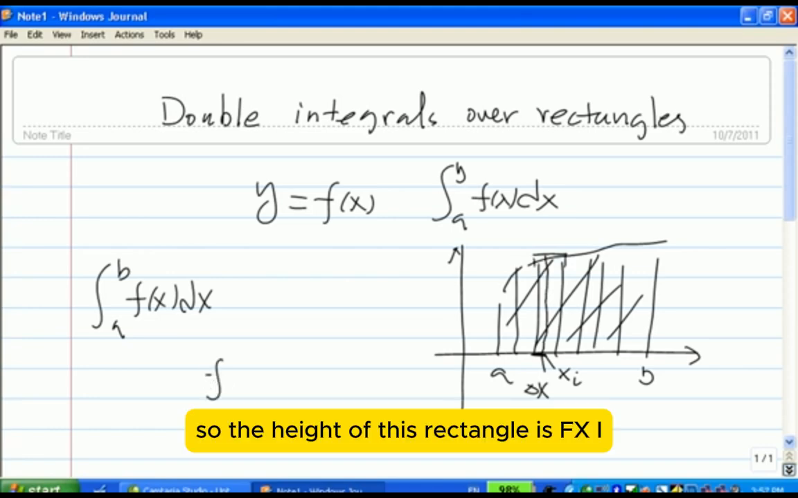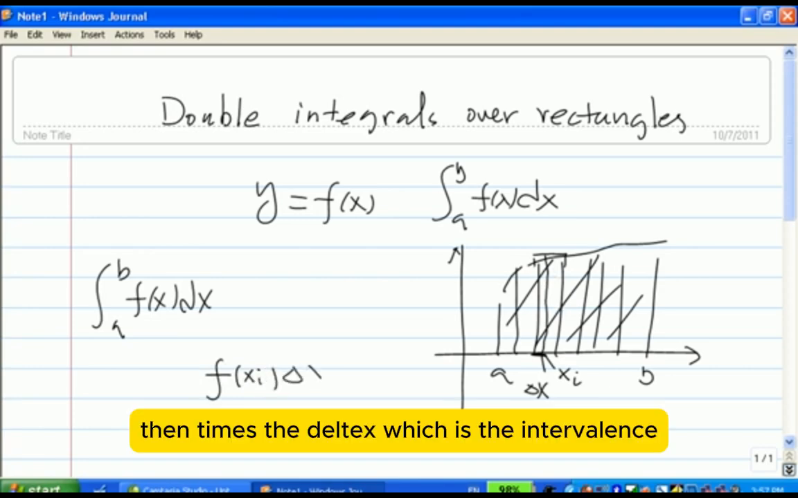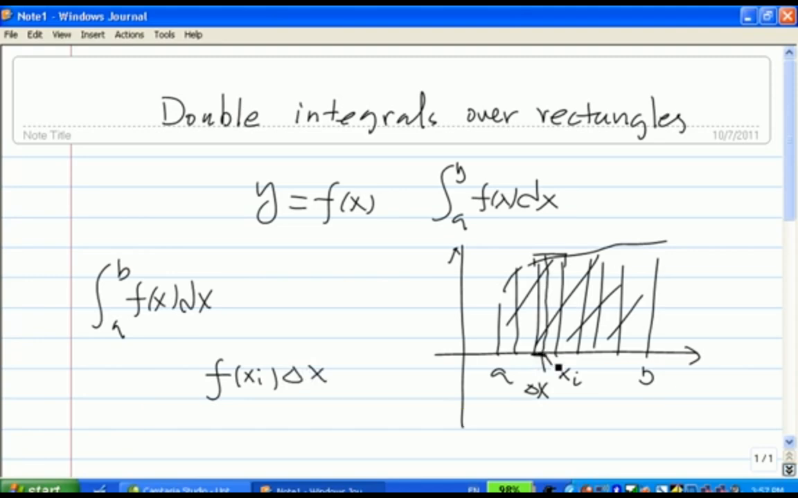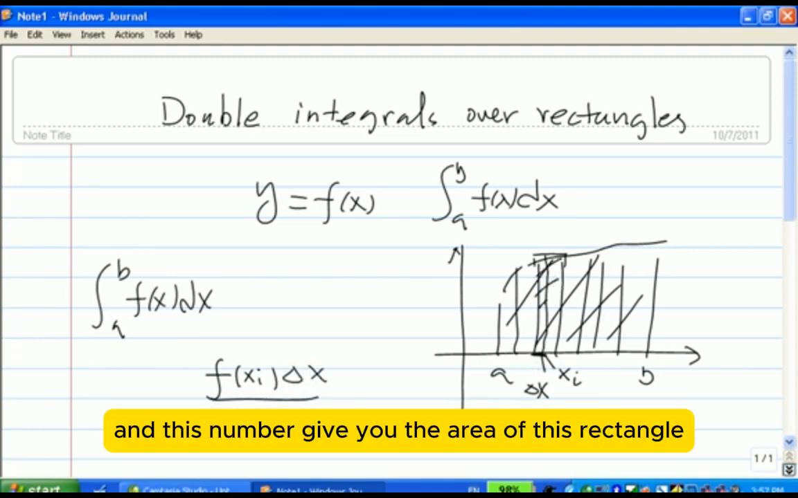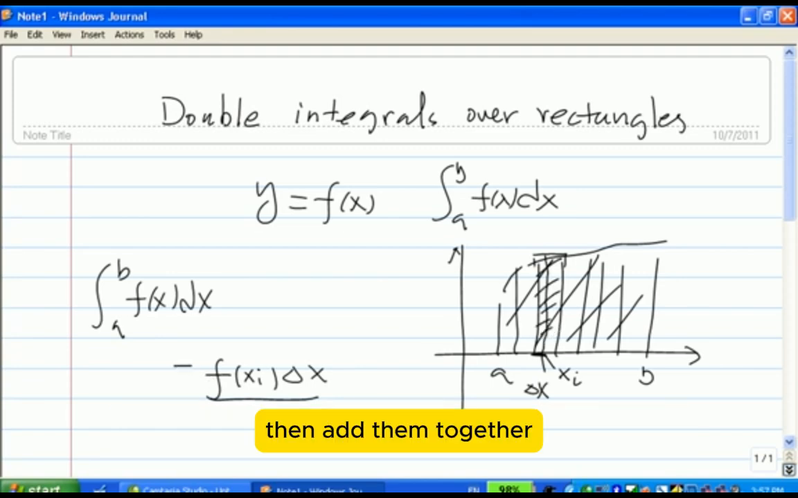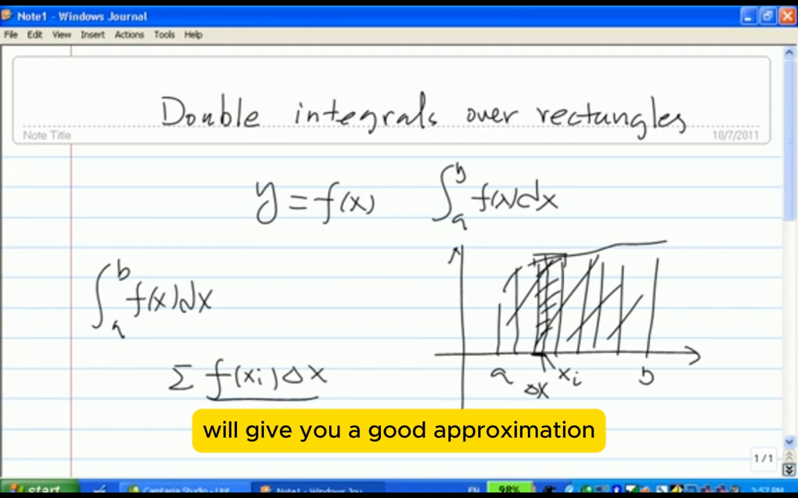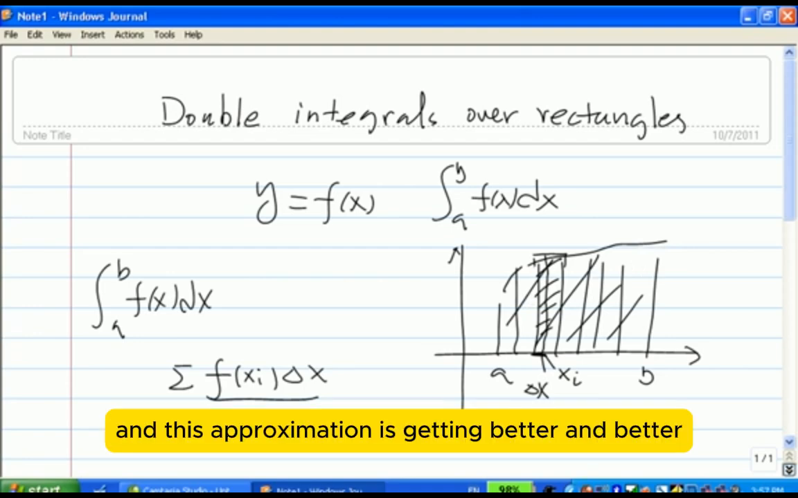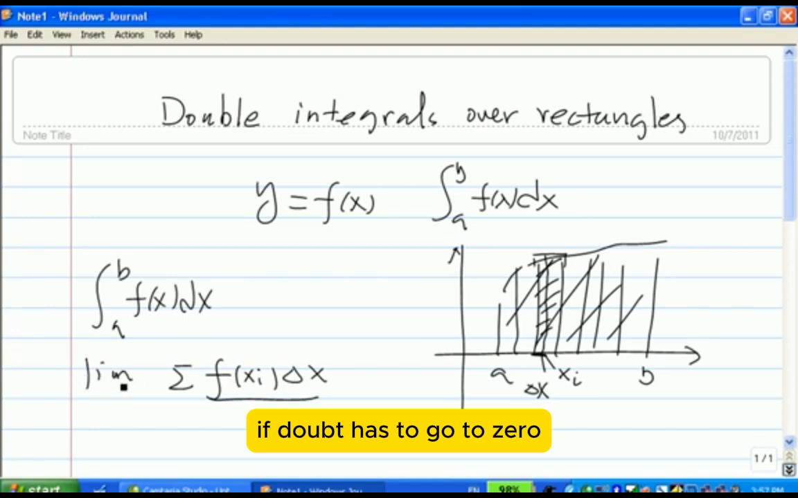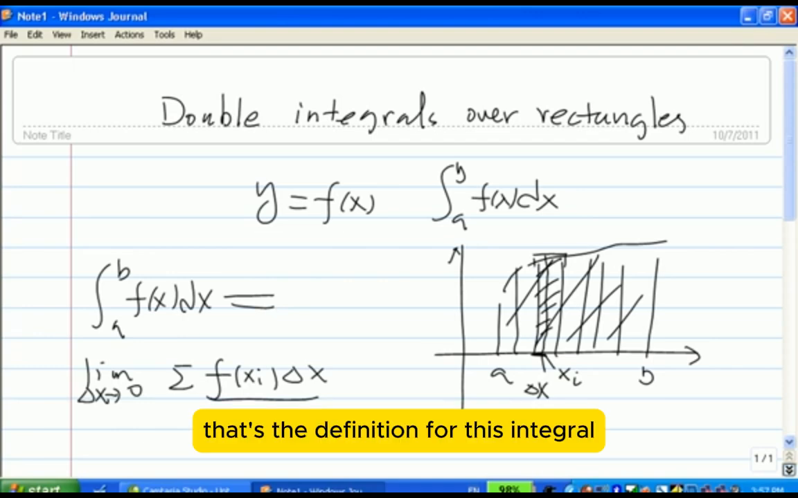So the height of this rectangle is f(xi), times delta x, which is the interval length. This number gives you the area of this rectangle. Then adding them together will give you a good approximation to the area under the curve. And this approximation gets better and better as delta x goes to 0. So if we take a limit, letting delta x go to 0, that's the definition of this integral, which gives you the area under the curve.